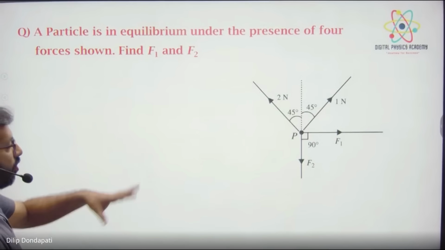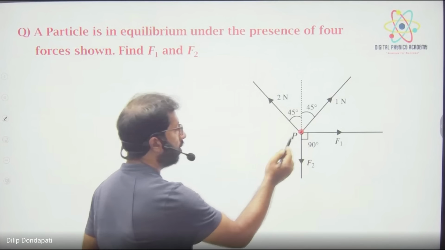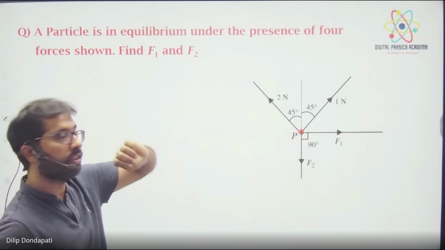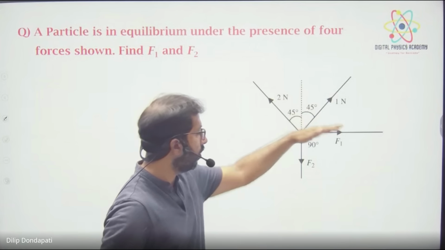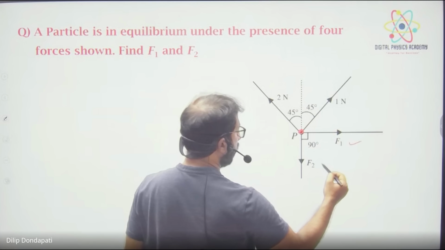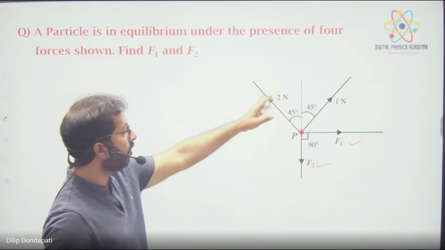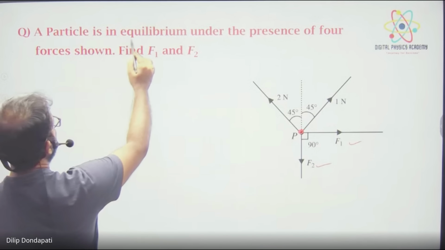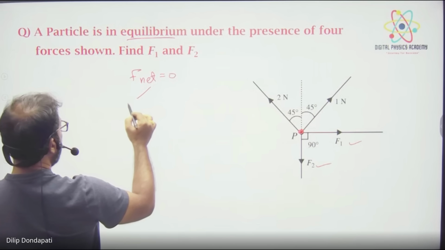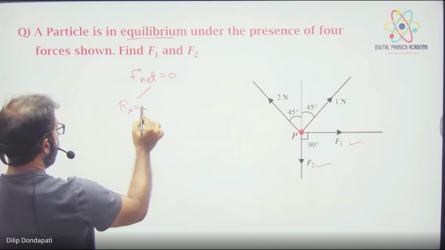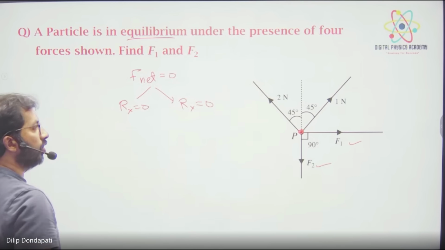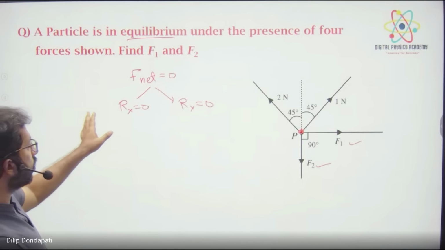A particle is in equilibrium, meaning net force is zero, in the presence of four forces. Now four forces are there, 1, 2, 3, 4. Find f1 and f2, and this is 1 Newton. So he told equilibrium, right? Equilibrium means net force is equal to 0, so resultant in x direction is 0, resultant in y direction is 0, and z direction also 0. Now write all the forces in x direction.